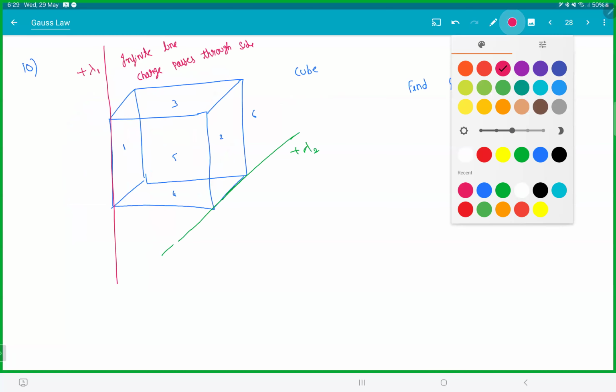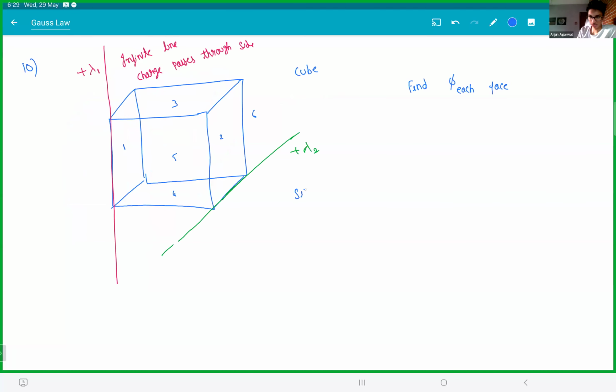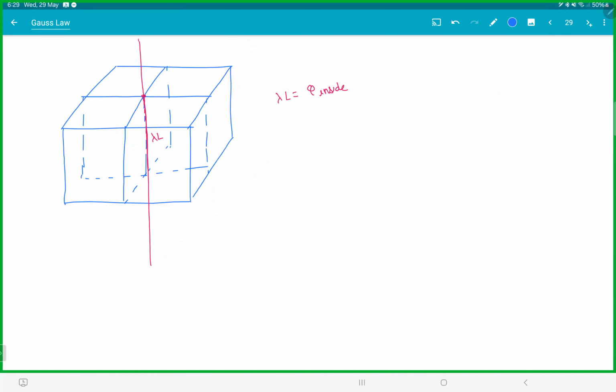I think you need the side right here. Take the side as L. So lambda into L. Then the flux through each cube will be how much? 1/4 of lambda L by epsilon. Agreed? So if you have an infinite line charge passing through one corner, one side, the flux passing through the cube is lambda L by 4 epsilon.